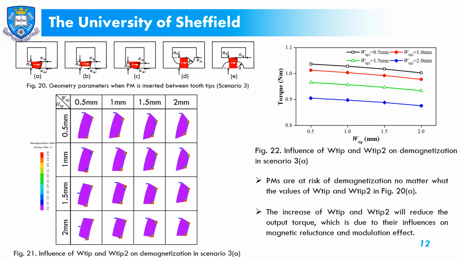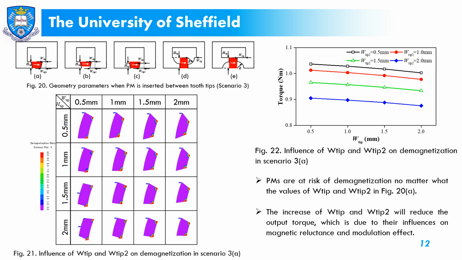The third scenario is to put the magnets between the tooth tip, and 5 tooth tip shapes are considered. The first is when the PM thickness equals the tooth tip height, and the tooth tip is defined by two parameters, W-tip and W-tip2.